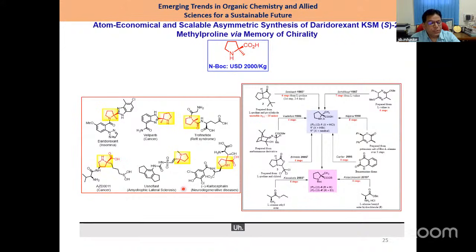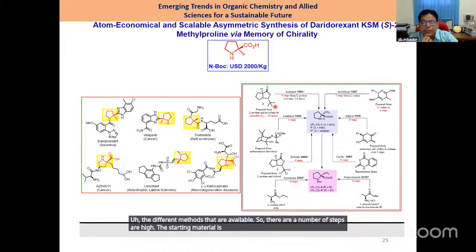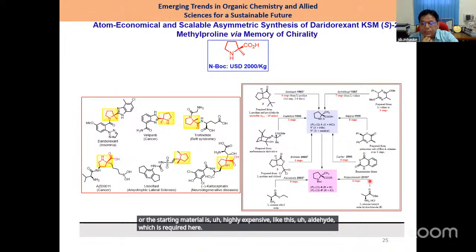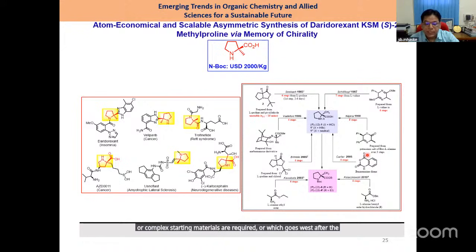Here I have shown the structures of drug molecules or natural products which contain this alpha methyl proline. And on the right hand side, you can see the different methods that are available. The number of steps is high. The starting material is complicated, or highly expensive, like this aldehyde which is required here, or complex starting materials are required, or something which goes to waste after the reaction is complete.